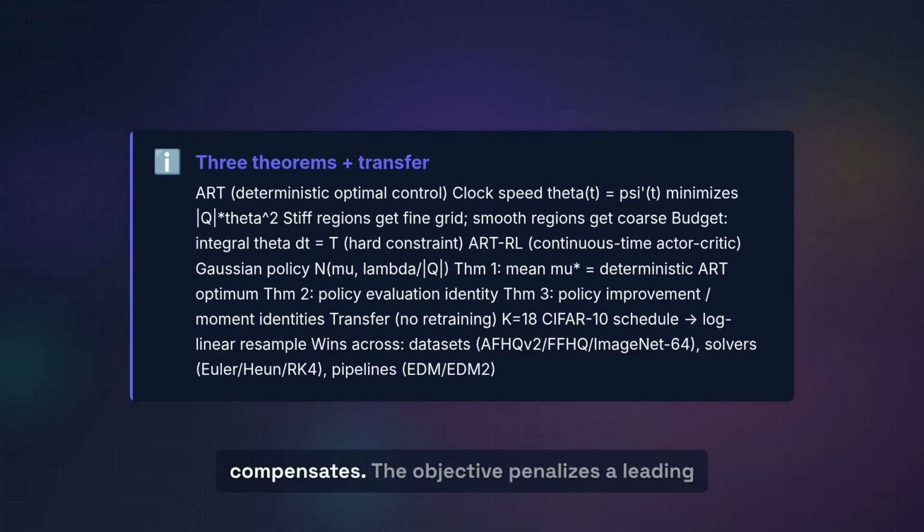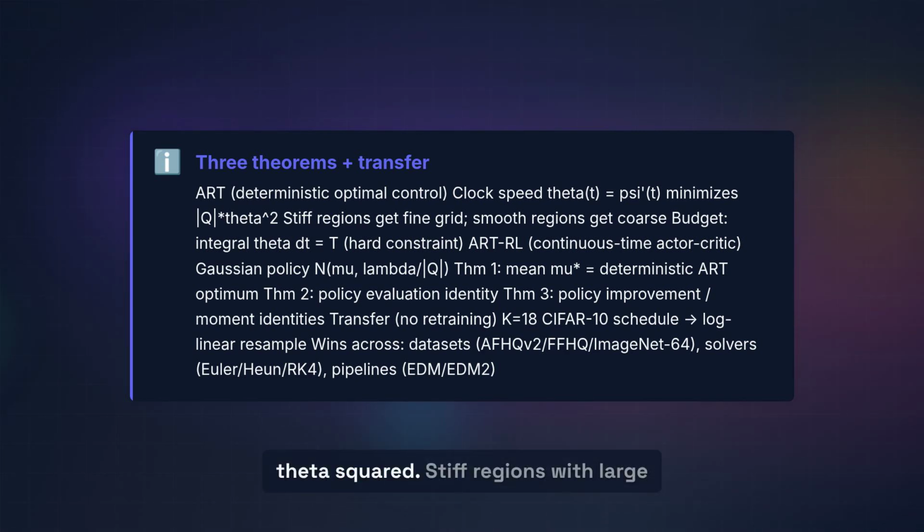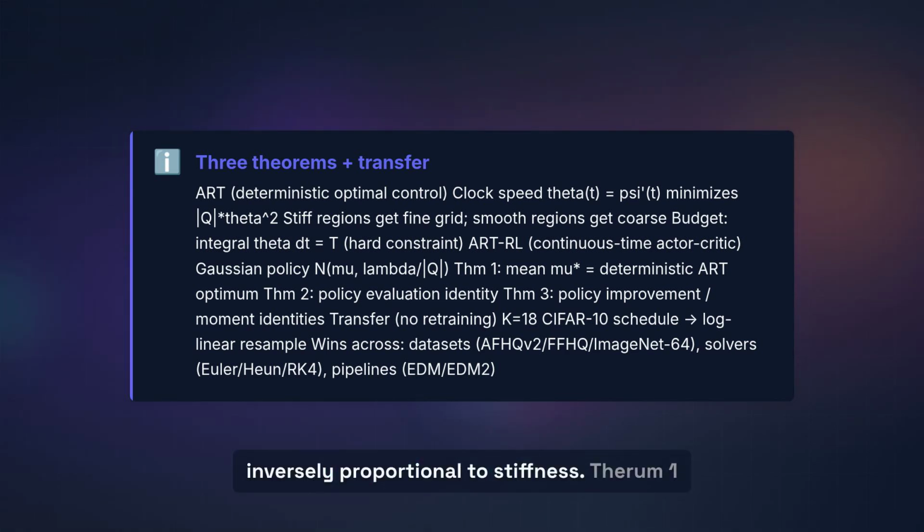Acceleration elsewhere compensates. The objective penalizes a leading order Euler local error surrogate proportional to the stiffness indicator, Q times theta squared. Stiff regions with large Q force small theta, concentrating budget where error dominates. ART-RL solves this via a Gaussian policy with variance inversely proportional to stiffness. Theorem 1 proves the mean of the optimal Gaussian policy is exactly optimal for the original deterministic ART problem.